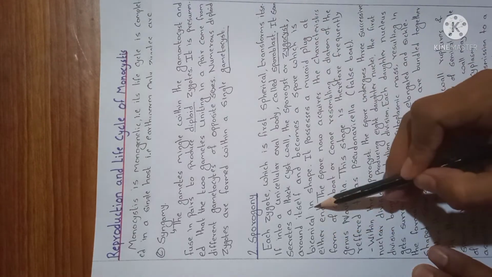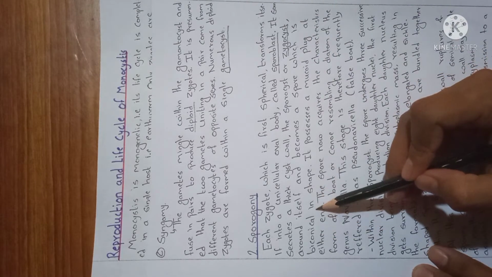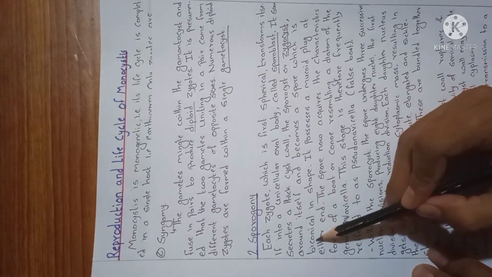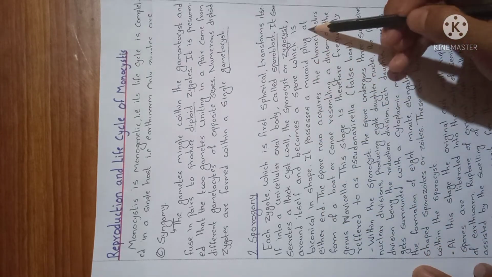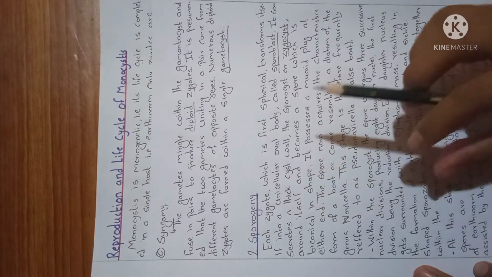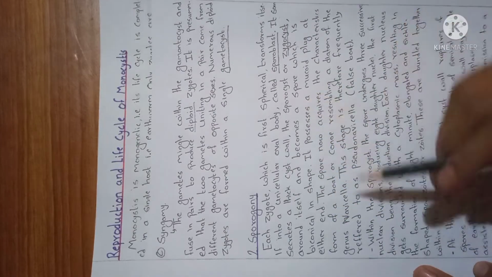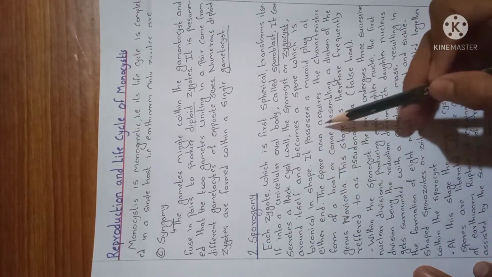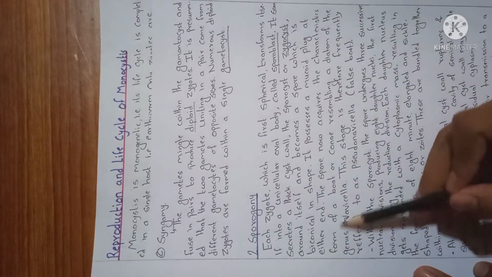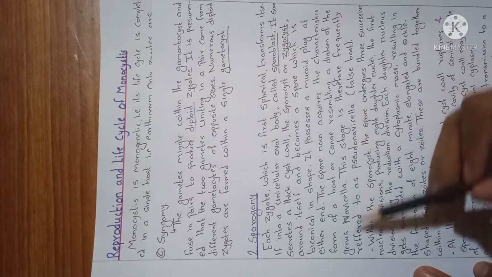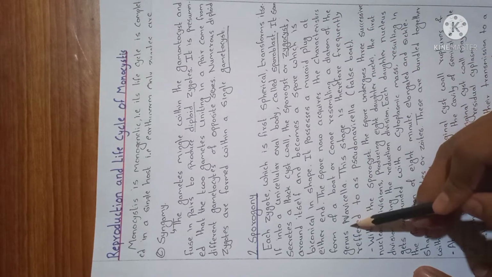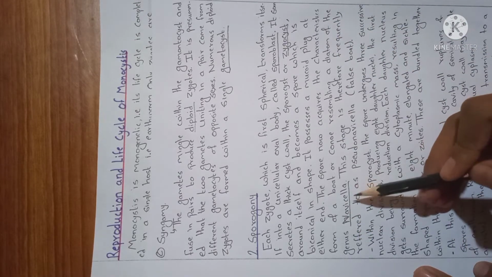which is biconical in shape. As we discussed in the figure, the spore is biconical in shape. It possesses a mucoid plug at either end. Both ends of the spore have a mucoid plug. The spore now acquires a characteristic form of a boat or cone, resembling a diatom of the genus Navicella. Navicella is also a species which is boat-like.